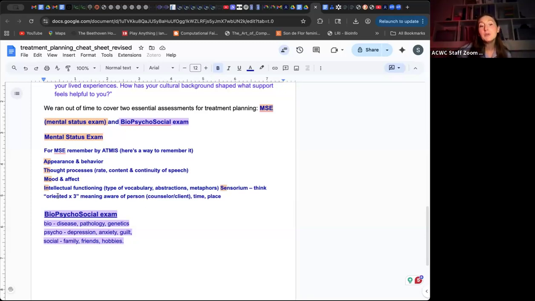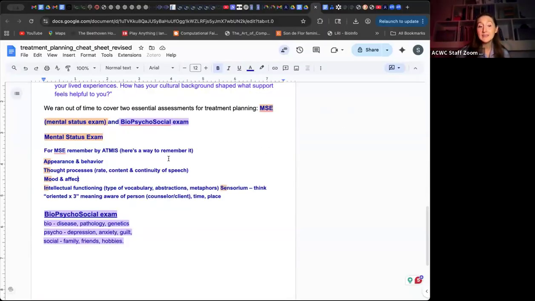All right. You would also check their intellectual functioning. That's the I in ATMSS. Intellectual functioning. Again, if you're using metaphors or abstractions and the client is not understanding metaphors or abstractions, that's a sign. Something's here that's going to need to be explored. That's a flag right there.